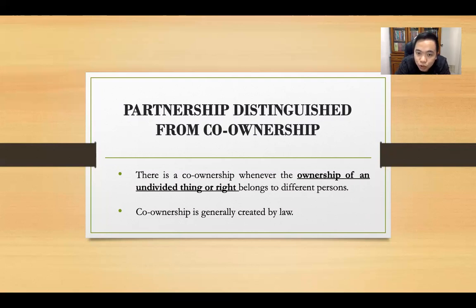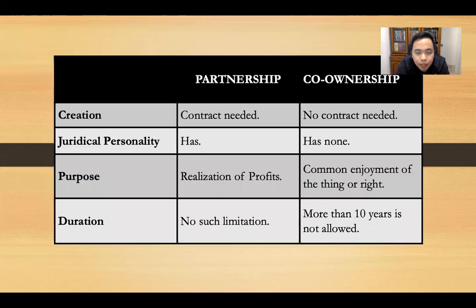Because co-ownership is when there is an undivided thing, and that thing belongs to different persons. Magkakaiba ang may-ari. Okay. Let us compare partnership and co-ownership. Now, class, partnership is created by agreement of the parties. Partnership is created by the articles of partnership.